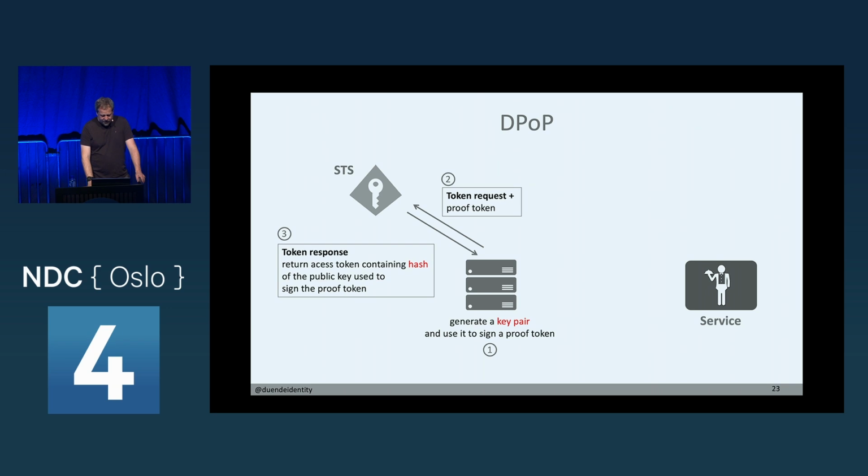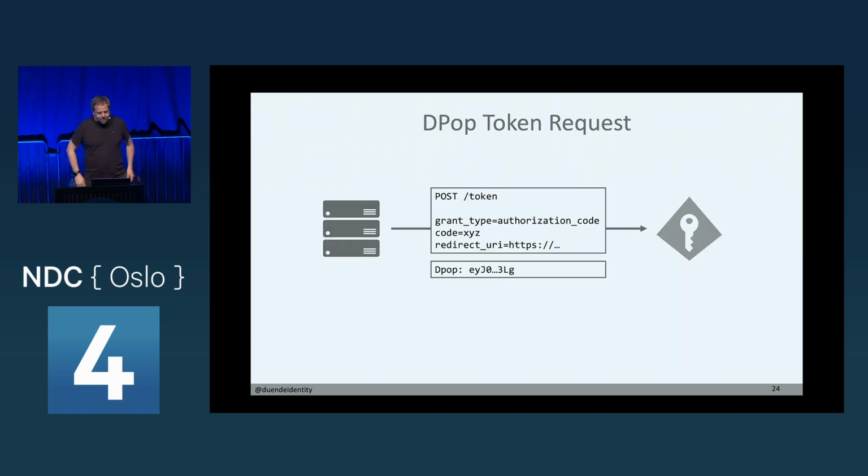How does that look like? It's a bit abstract. And then ultimately, you're going to call the API and send along another proof token using the same key material. I'll show you how that works. Basically, if you're used to doing OAuth, you know a token request. You do a post to the token endpoint. You send along your body parameters like grant type and authorization code and redirect URL and client ID, all of these things. But in addition, you're adding another header called DPoP. And that DPoP header is the so-called proof token.